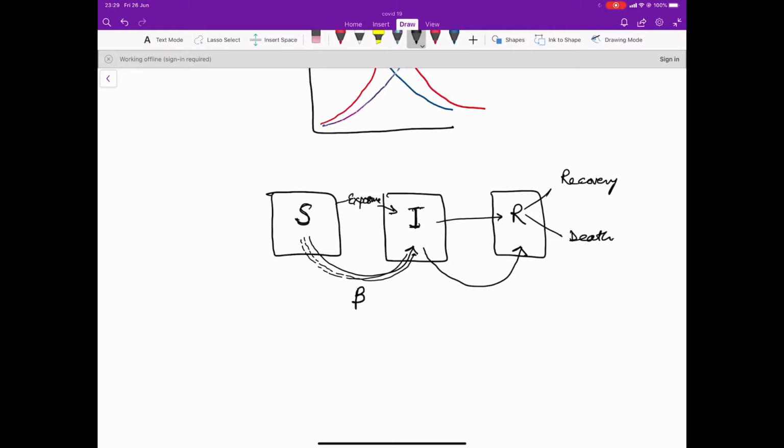Similarly, the rate at which people recover or die after being infected is denoted by what we call gamma. So gamma means the rate at which people are being subtracted from the infected group to either recover or die. Now, if we look at the COVID-19 situation, as of today, let's say the total world population is 7.5 billion.